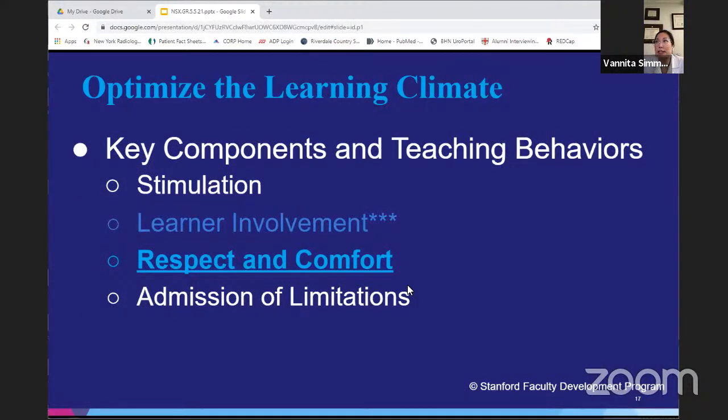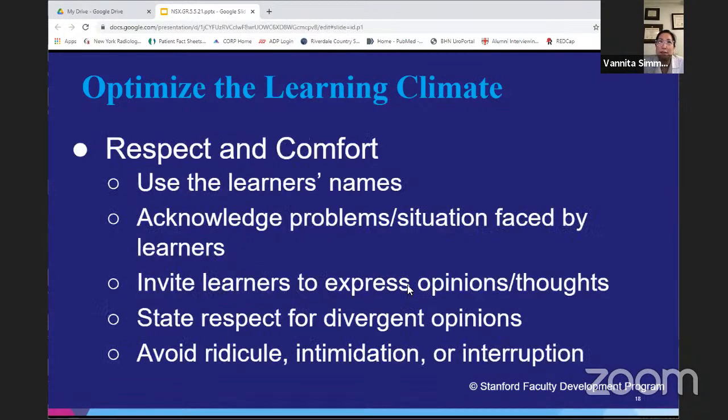So I'm going to skip learner involvement for now because there's a couple of slides on that topic later on. And we're going to briefly talk about respect and comfort. So get to know your learners if you can.